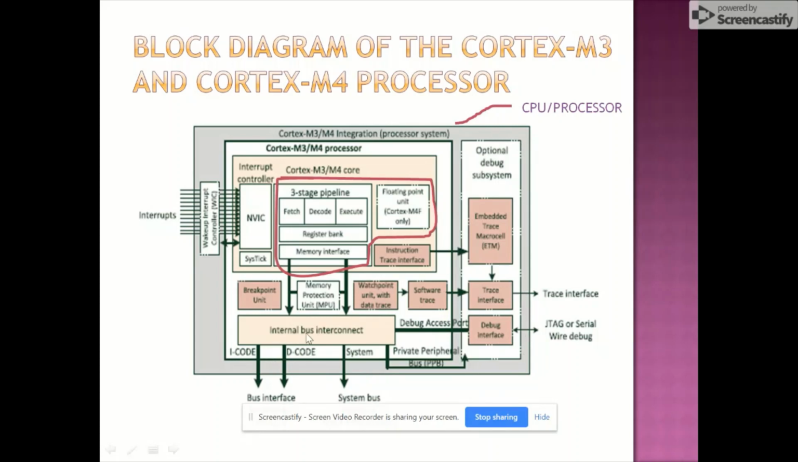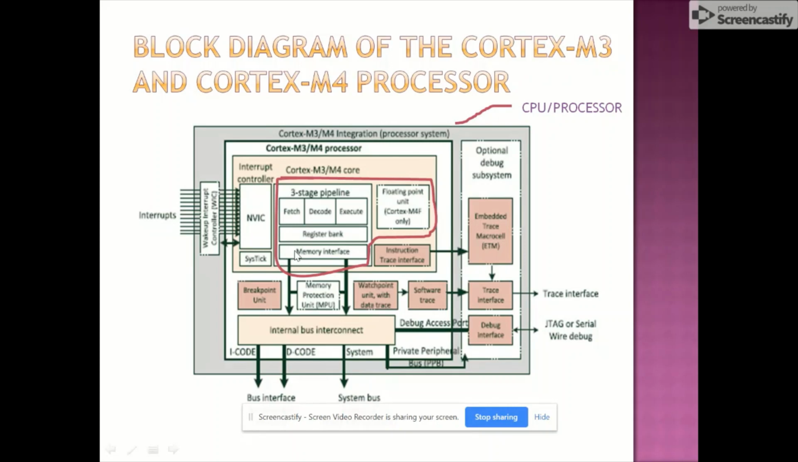The internal bus interconnect is needed to route transfers from the processor and the debugger to various parts of the design. And a very important module is the nested vector interrupt controller, which is used to deliver industry-leading interrupt performance, and it includes a non-maskable interrupt and can provide up to 256 interrupt priority levels. The tight integration of the processor core and NVIC provides fast execution of interrupt service routines and at the same time reduces interrupt latency.